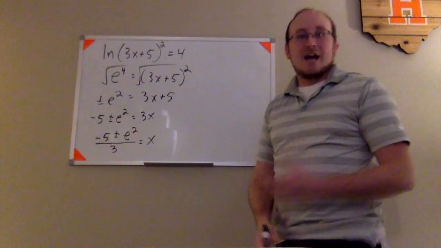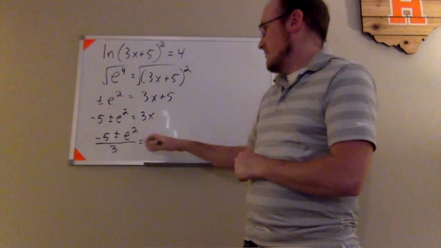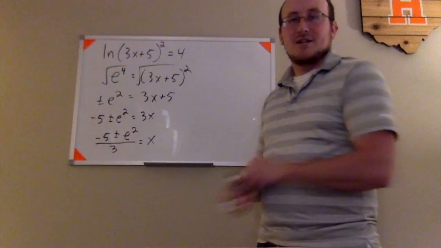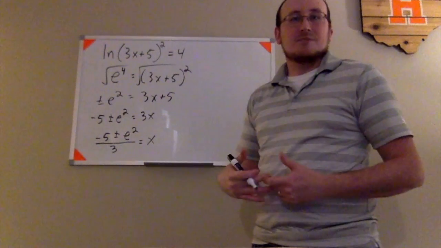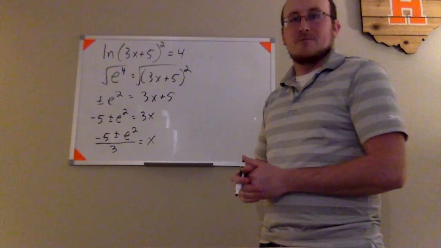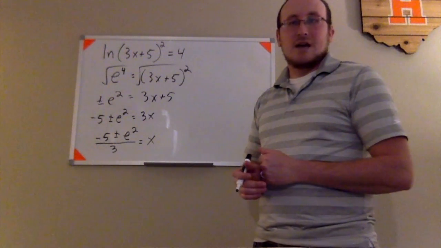So there are my exact solutions to this, 2 of them, one with the plus and one with the minus. If I wanted the exact solutions to this problem, I'm done. If I wanted the approximate decimal solutions rounded to a certain number of decimal places, I would go to the calculator and compute that.